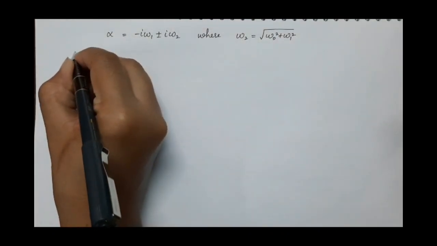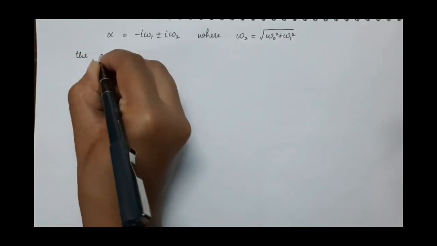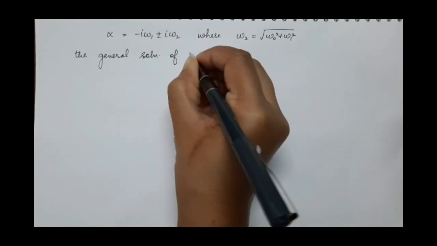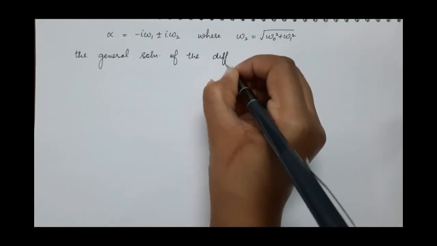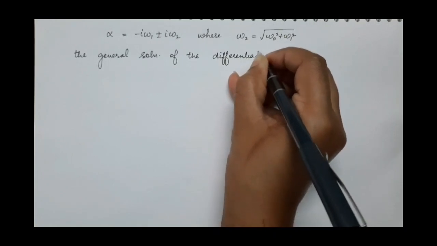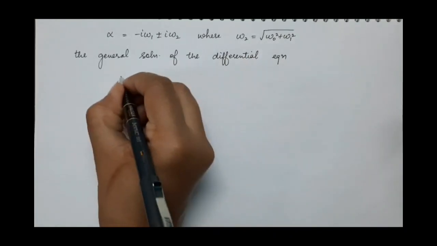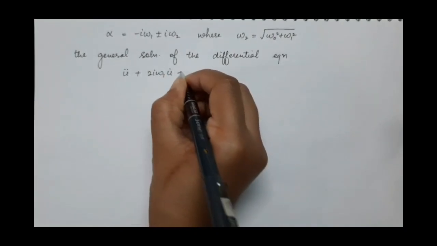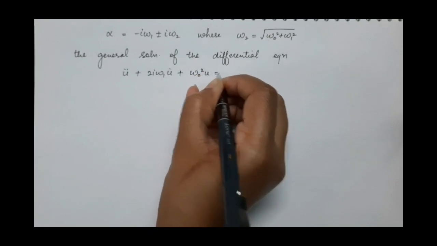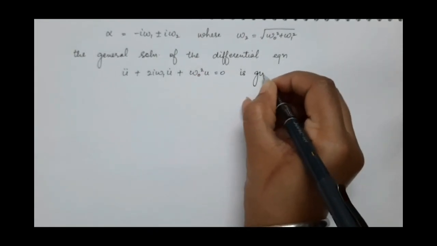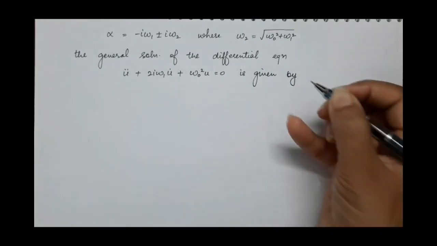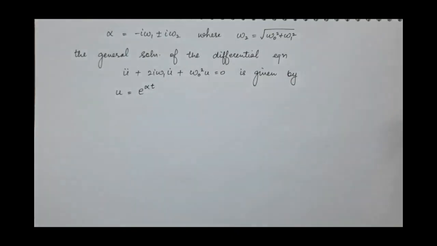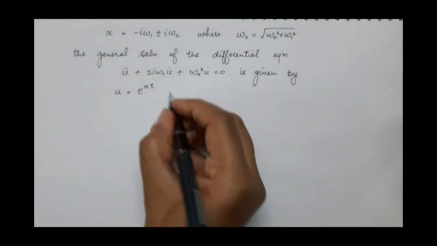So the general solution of the differential equation u double dot plus 2 iota omega 1 u dot plus omega naught square u is equal to 0 is given by u is equal to e raised to power alpha t, where alpha is equal to this.